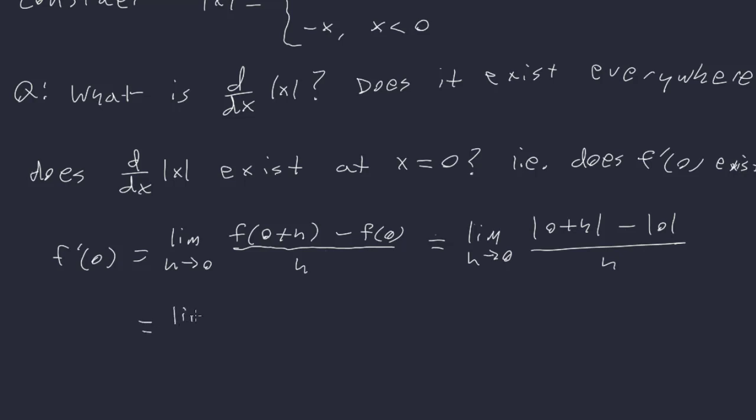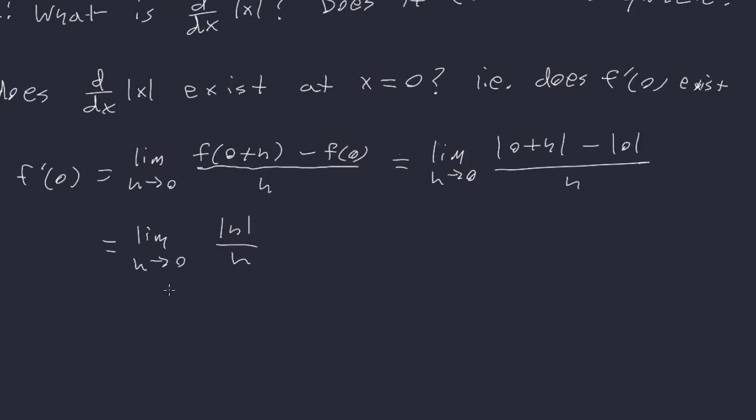Okay, so we end up with the limit as h goes to 0 of the absolute value of h over h. To analyze this, we've seen this before, right? When it comes to calculating limits, we look at either side, because with the absolute value we're going to get something different on each side of 0. So the limit as h goes to 0 from the positive side of the absolute value of h over h, since we're on the positive side, h is greater than 0. So we get just normal h over h, which is 1.